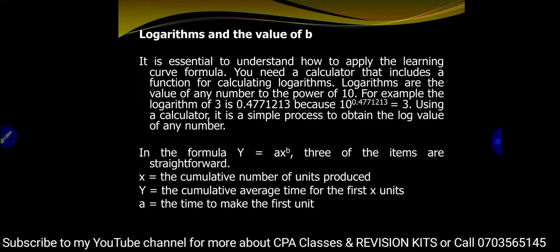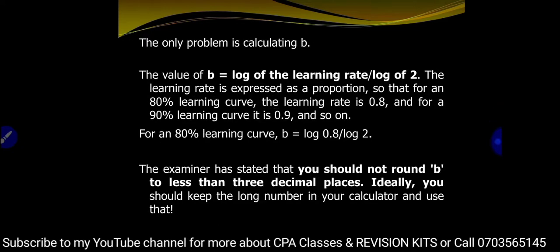X is always given, and that is the cumulative number of units produced. Y is the cumulative average time per unit, that is, the time it takes to produce each unit. Then A is always the time it takes to produce the first unit. So our only problem is calculating B. We need to master how to calculate the value of B in this formula.